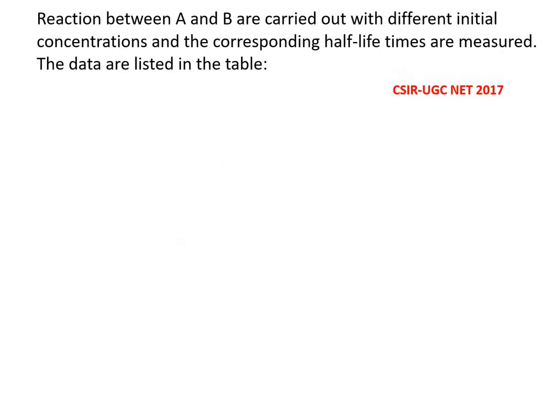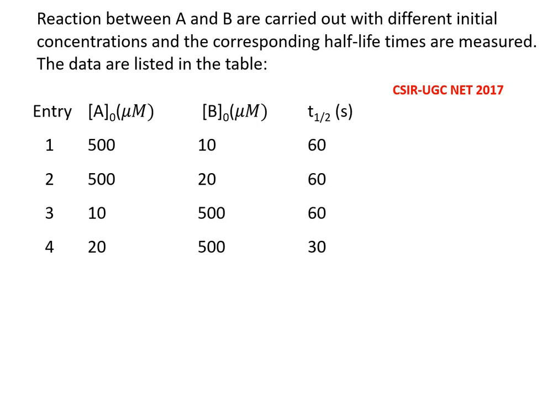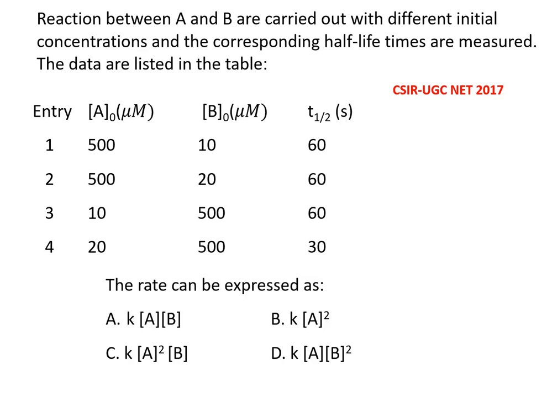Okay. Next question. A reaction between A and B is carried out with different initial concentrations and the corresponding half-life times are measured. The data are listed in the table. So it is a very typical problem. Different entries are there. The question is that the rate can be expressed as this. That means you have to identify separately the order with respect to A and the order with respect to B.